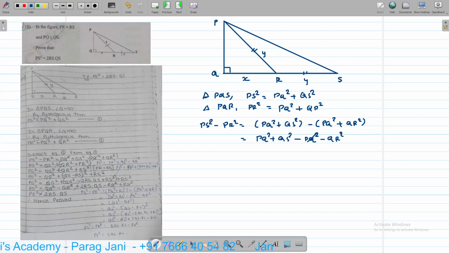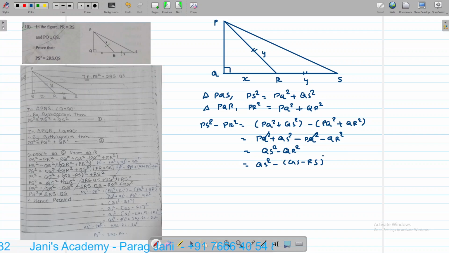So you can cut this PQ square. You're left with QS square minus QR square. Now QS square you have to keep as it is, QS square minus QR square. If you see, QR is what? QS minus RS. So write it down, QS minus RS whole square.